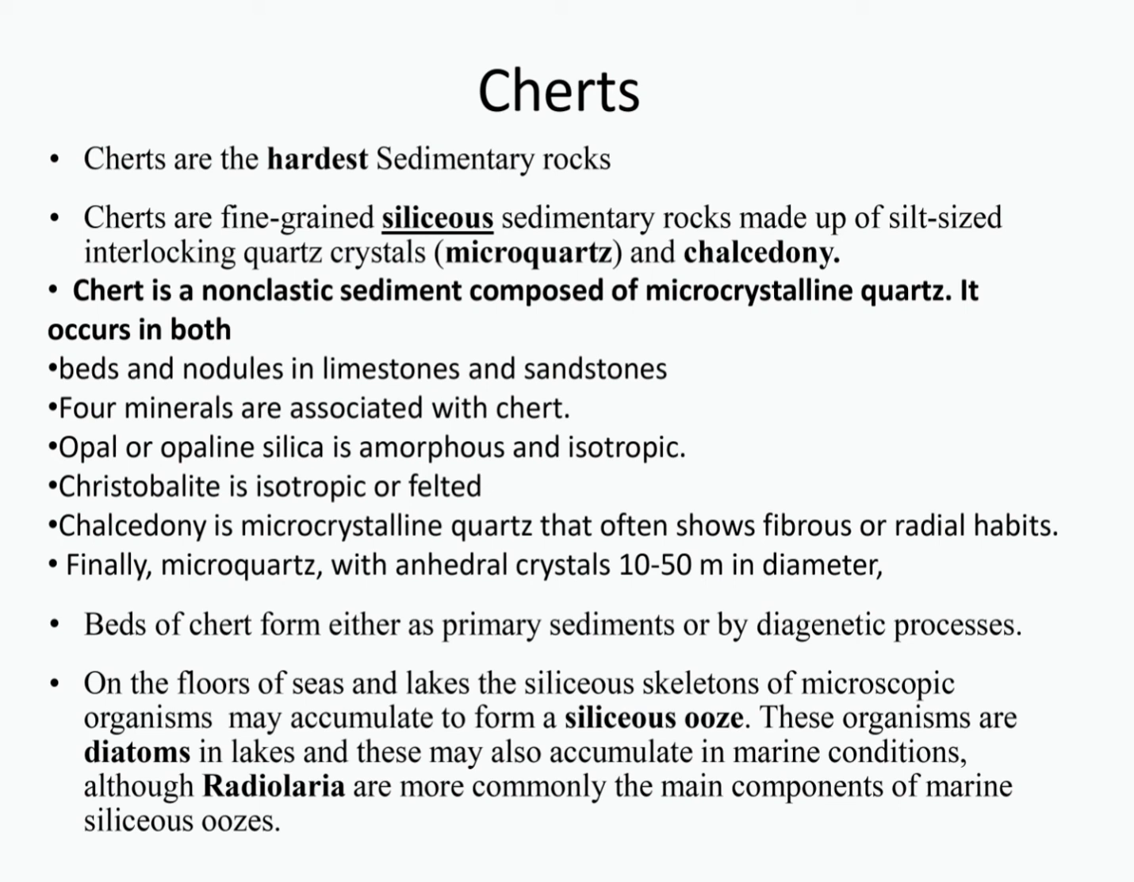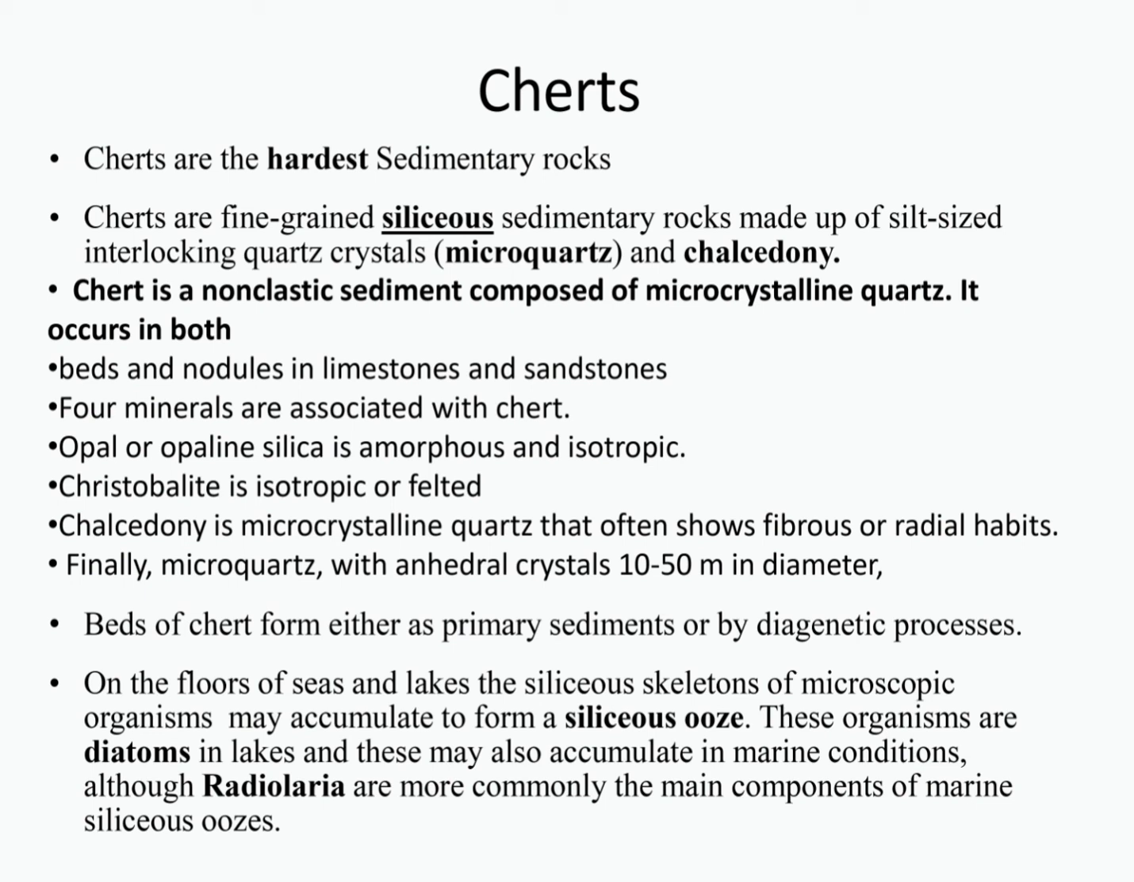The four minerals are associated with the chert. Now we will discuss the four minerals associated with the chert. We have opal or opaline silica, which is amorphous and isotropic. The next one is cristobalite, which is isotropic or felted. The next one is chalcedony, which is microcrystalline quartz that often shows a fibrous or radial habit. And finally we have microquartz.